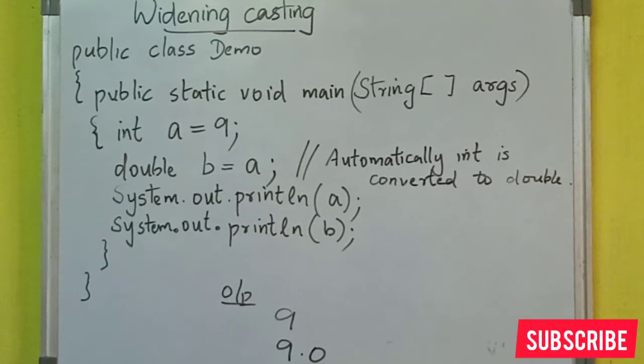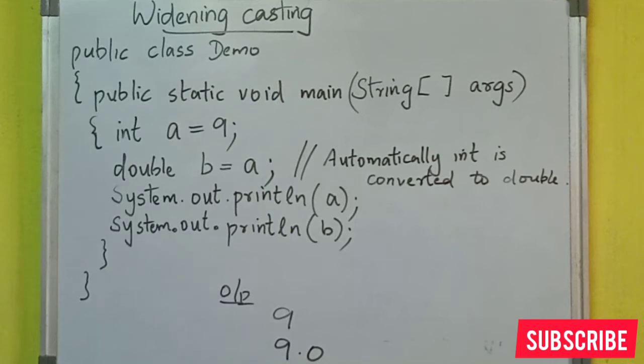Then by using system.out.println, we are displaying the values in a and b. As I mentioned earlier, a is an integer data type with a value 9. So the output will be 9 itself. Then in the variable b, which is a double data type, we are giving the value a. The value of a is 9, but since the variable b is a double data type, we have to mention that value with a floating point. So variable b will be 9.0. So the output of this particular program will be 9 and 9.0.